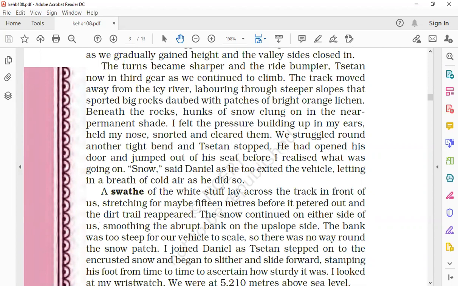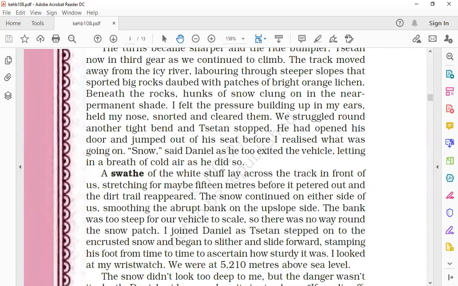raste par jo thi barf jami hui thi. So a swathe of white stuff lay across the track in front of us, stretching for maybe 15 meters before it petered out and the dirt trail reappeared. So swathe of white stuff means a long track of snow was in front of them, which was about 15 meters long before it diminished and the normal dirty track appeared again.